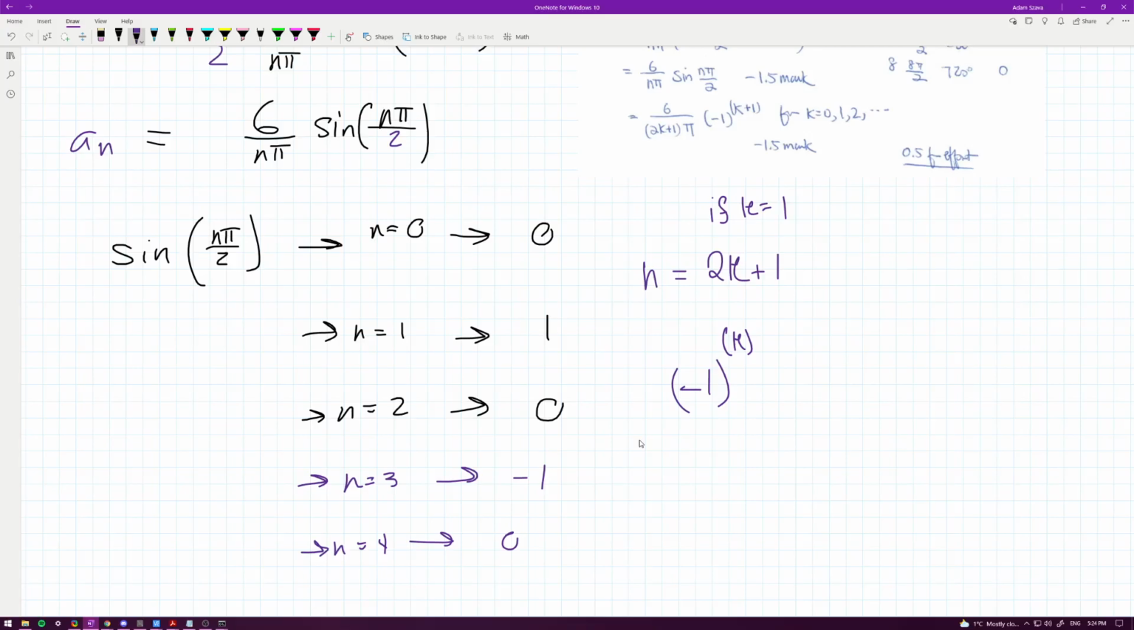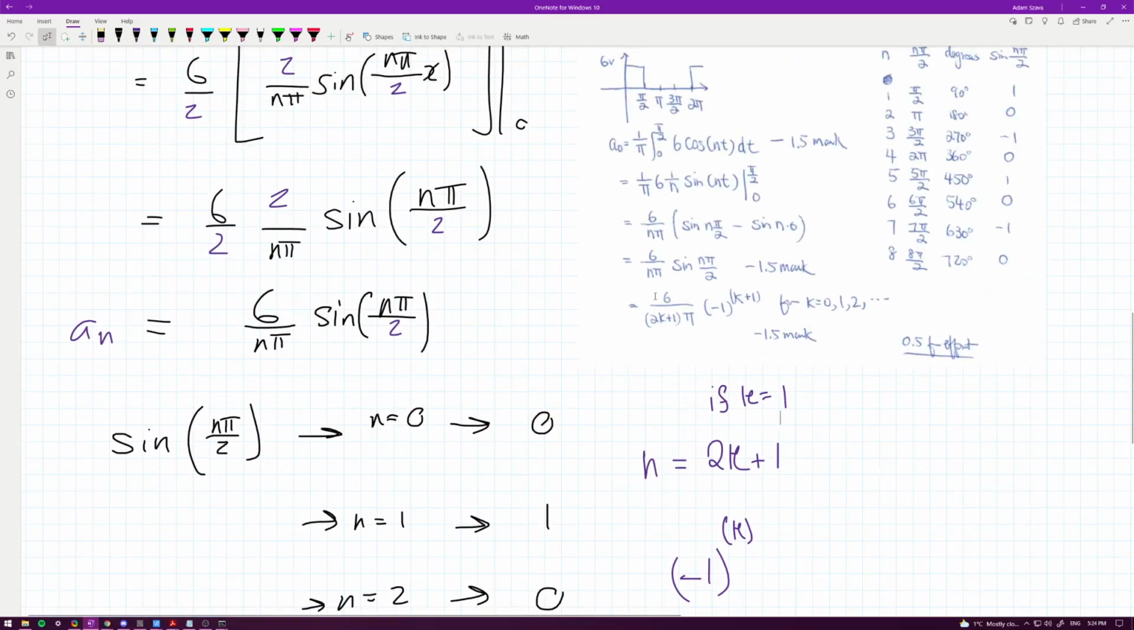By the way, k starts at 0, right? K starts at 0, yeah. Okay. So if k was 0, then this would be positive 1, and n would be 1, and so we get positive 1. So it looks like it really should just be negative 1 to the k. I don't know why it's negative 1 to the k plus 1.